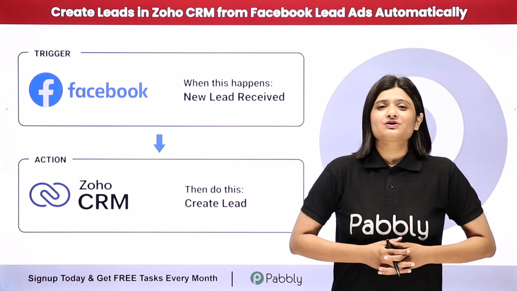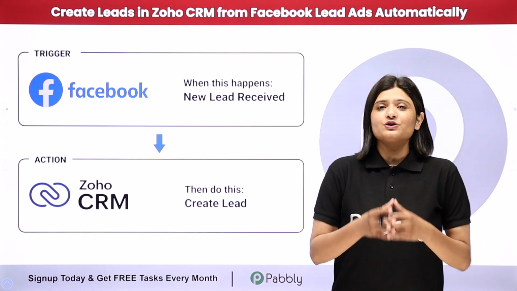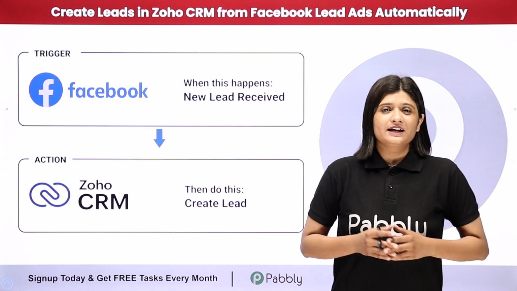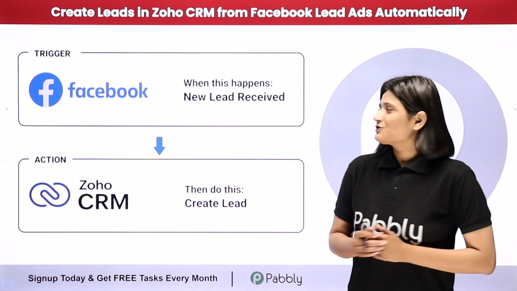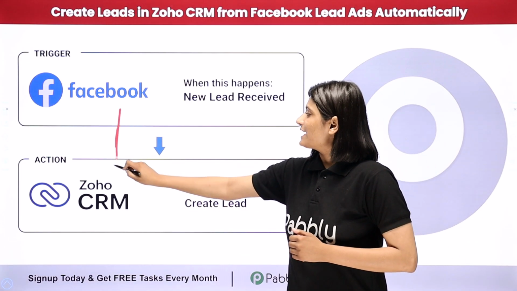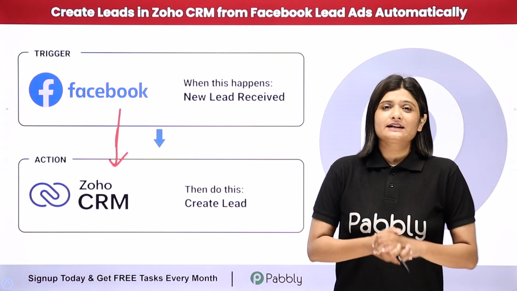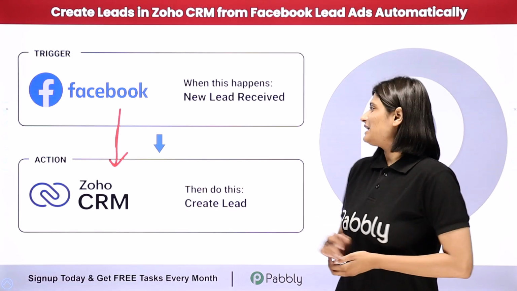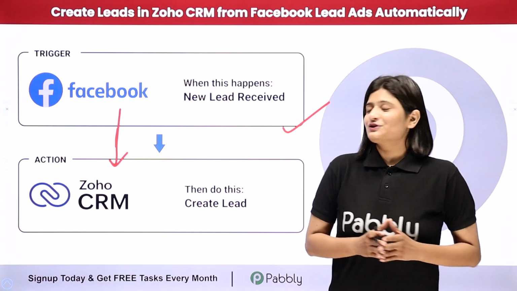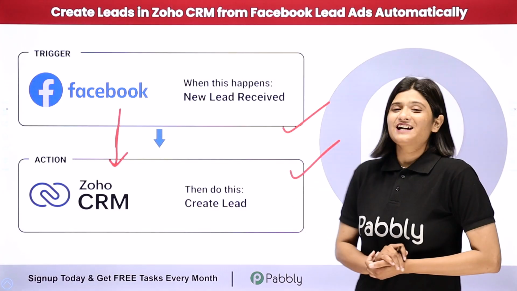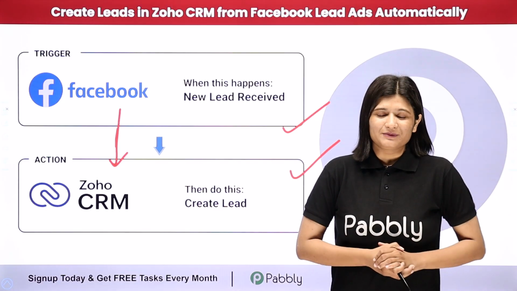And to do this automation, I'm going to use Pabbly Connect. So Pabbly Connect is an amazing automation and integration software which requires no coding or programming skills. Here I just need to build a connection between Facebook lead ads and Zoho CRM. With the help of Pabbly Connect, I'm going to build this connection in such a manner that whenever I'm going to receive a new lead in Facebook lead ads, automatically I'm going to create this as a lead in my Zoho CRM. Now if you want to learn the step-by-step process, then let me take you all to my screen.